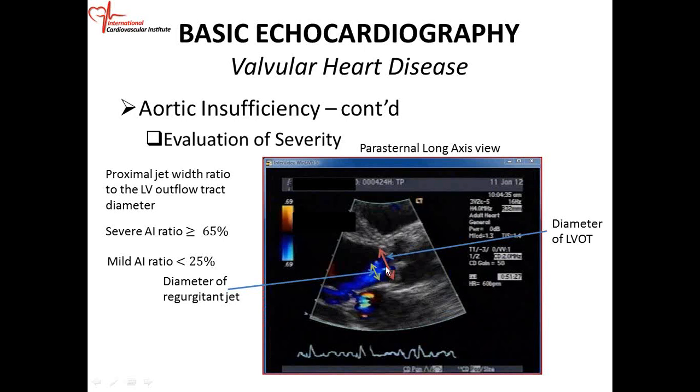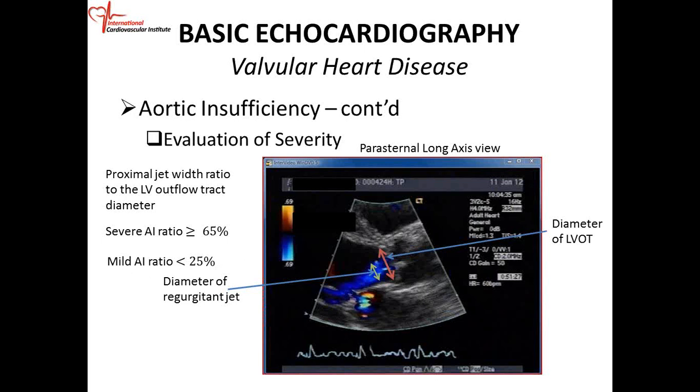This is our LVOT diameter. And if you measure the width of the AI jet and compare it to the width of the LVOT, if that ratio is greater than or equal to 65%, the AI is said to be severe. If that ratio is less than 25%, then it's said to be mild AI.